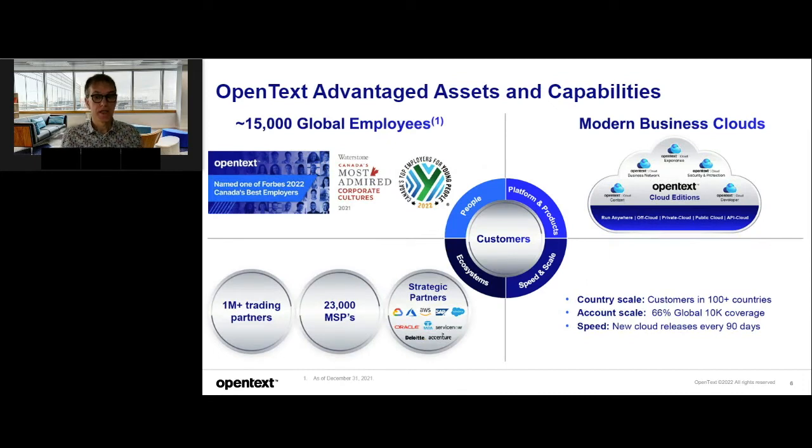Due to organic growth and acquisition, the total number of OpenText employees is about 15,000 across the globe. With the shift to cloud, OT also adapted and moved many products and offerings to a 90-day quarterly release cycle.